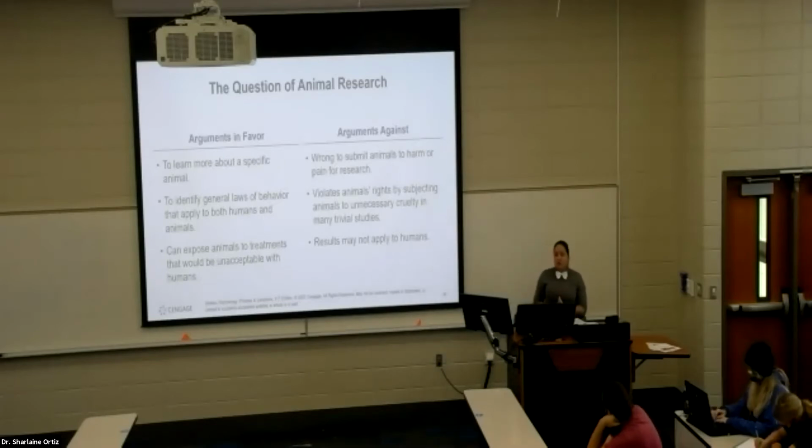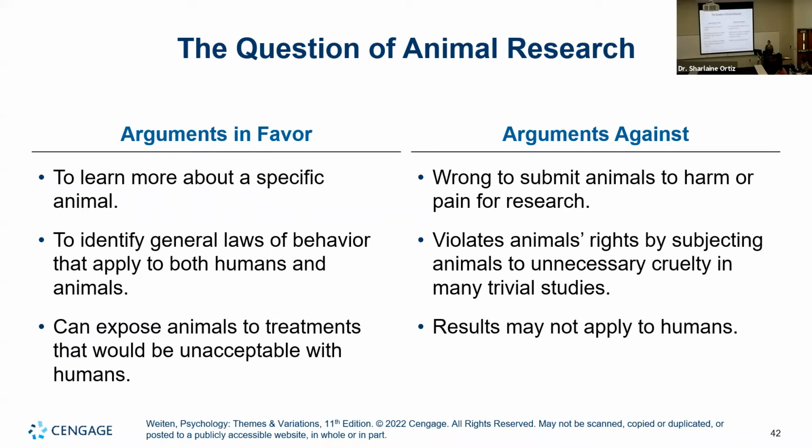Now, today we're going to cover other aspects of research, including animal research, right? So one of the important things about animal research is that generally it's not conducted frequently, okay? So I do want you to keep in mind, generally animal research is not conducted frequently. But why is it that we use animal research? Well, we have arguments, I should say, for and against animal research.